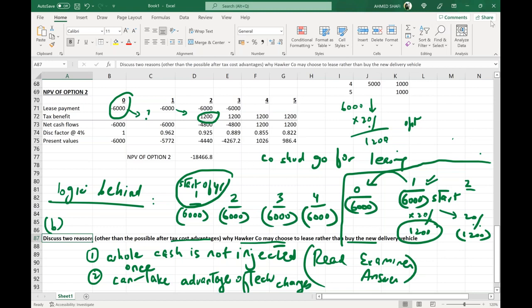You can write these two points. And any other points are most welcome.